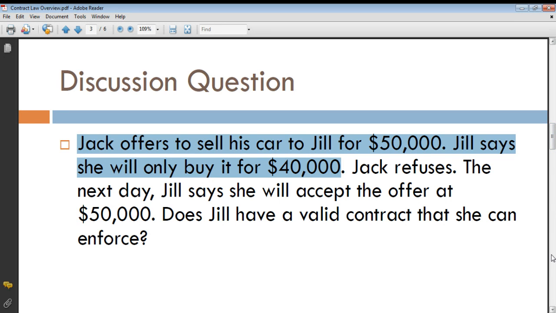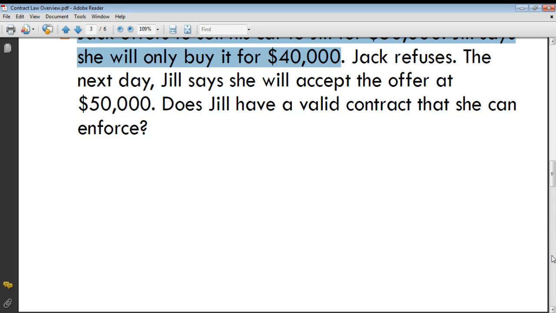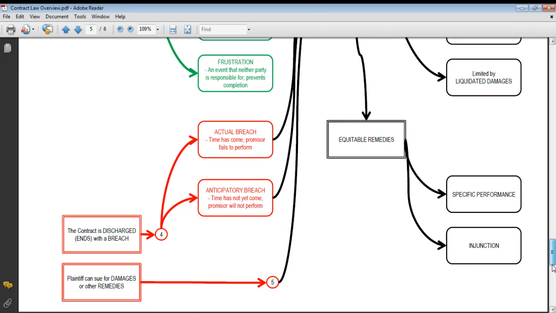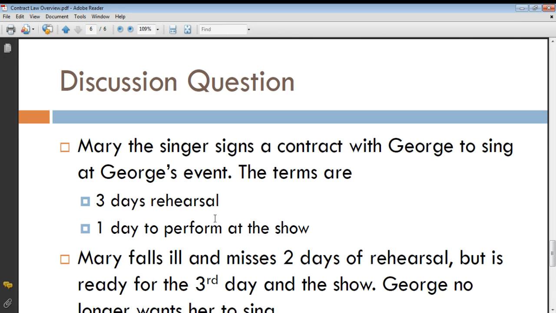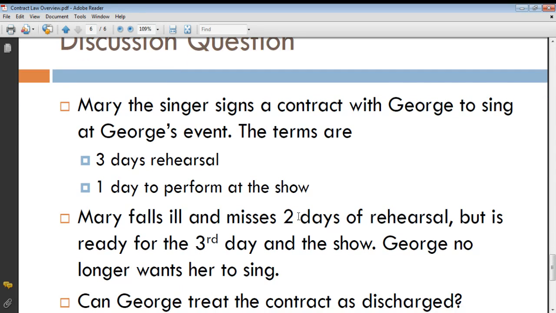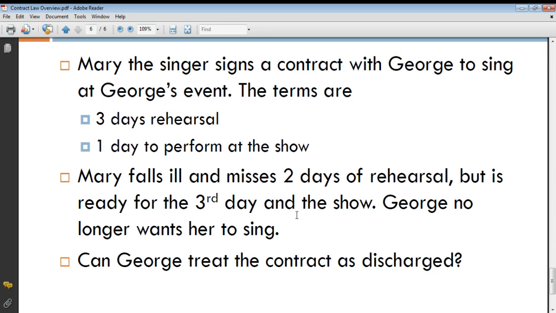To illustrate again, let's have a look at another discussion question, the one at the end. This is also going to be a 5-mark question. Mary the singer signs a contract with George to sing at George's event. The terms are 3 days rehearsal and 1 day to perform at the show. Mary falls ill and misses 2 days rehearsal, but is ready for the 3rd day, but George no longer wants her to sing. Can George treat the contract as discharged?